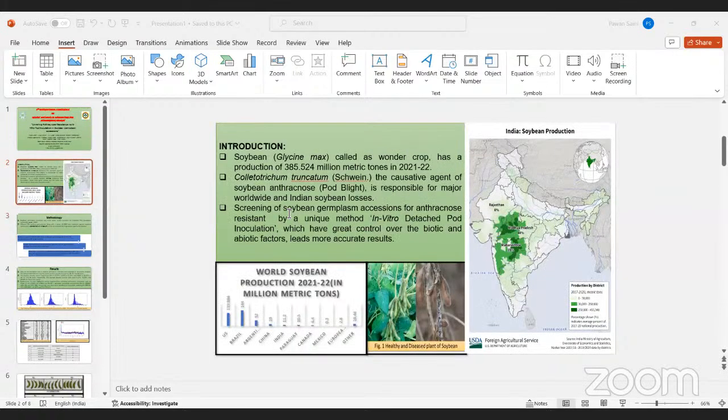We have Jiva's panel, consisting of about 300 lines, subjected to screening for anthracnose disease. Here we use a new method, the in vitro detached pod inoculation method. Earlier, other methods were used, like field screening. These methods have their own limitations, like having to suffer with the environmental conditions. But in our in vitro method, we are doing all the work in a controlled environmental condition, so it gives much more accurate results.